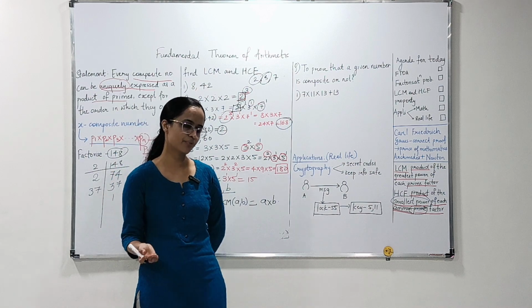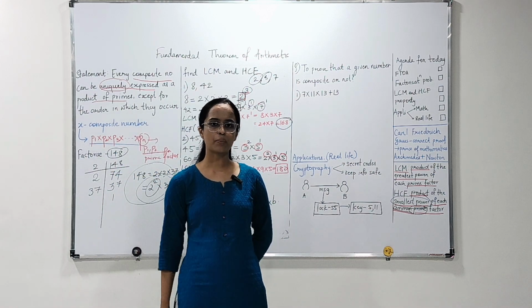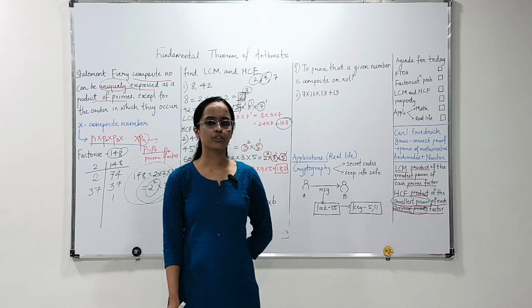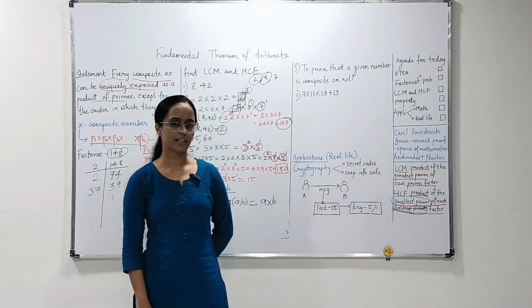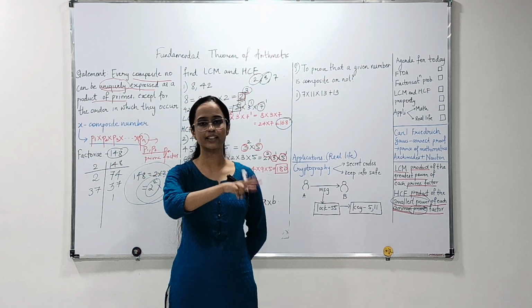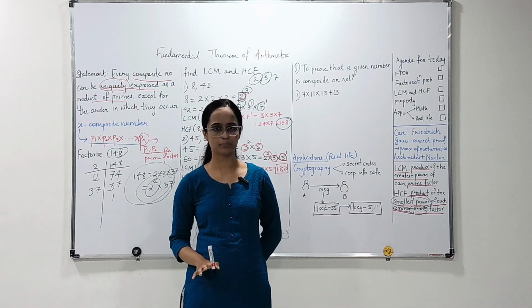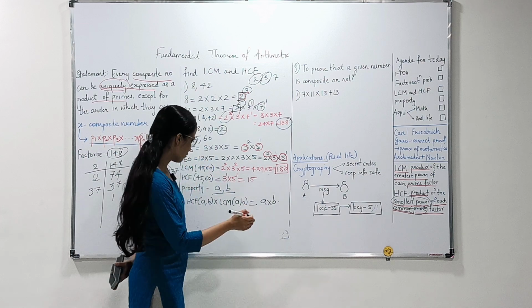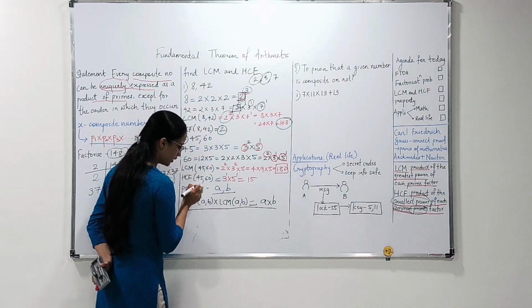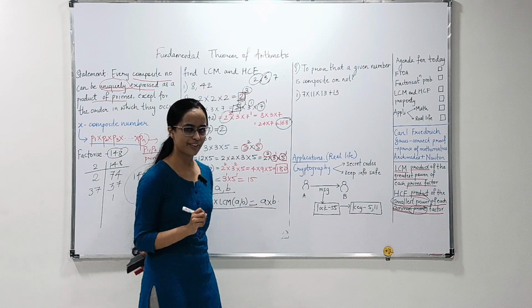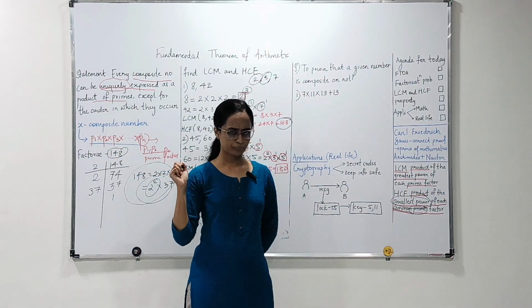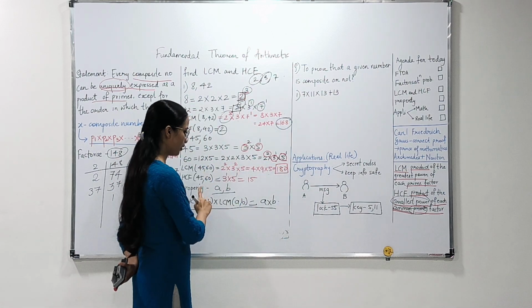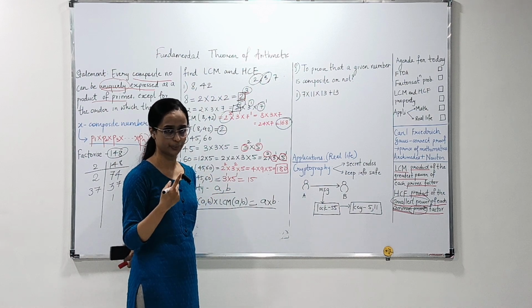You calculate the HCF, you calculate the LCM, take their product, and then take the product of those two numbers and see whether both the answers are the same or not. If both the answers are not the same, it means that you have made some mistake in the calculation of your HCF and LCM. So this is a very, very important property which is used not only to verify your problems, but you can also use it elsewhere.